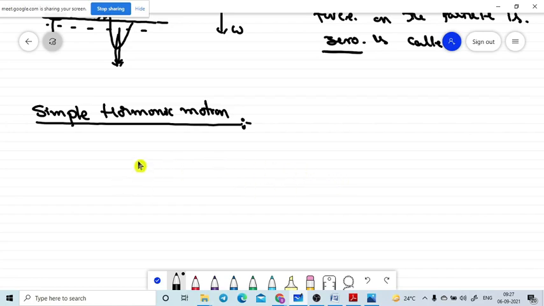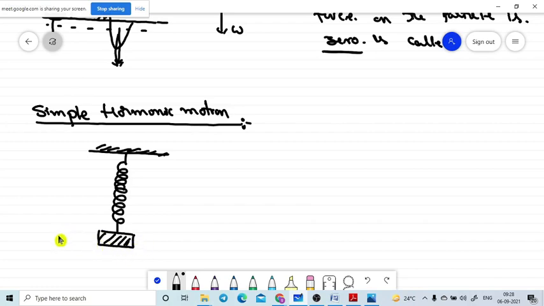I am taking a spring which is supported with a rigid support. In this spring, one load is attached on the bottom surface. Let me take the load attached on the bottom surface. This is the rigid support of this one. What does it mean? The load is at rest. The body does not have any oscillations because it is at an equilibrium position.